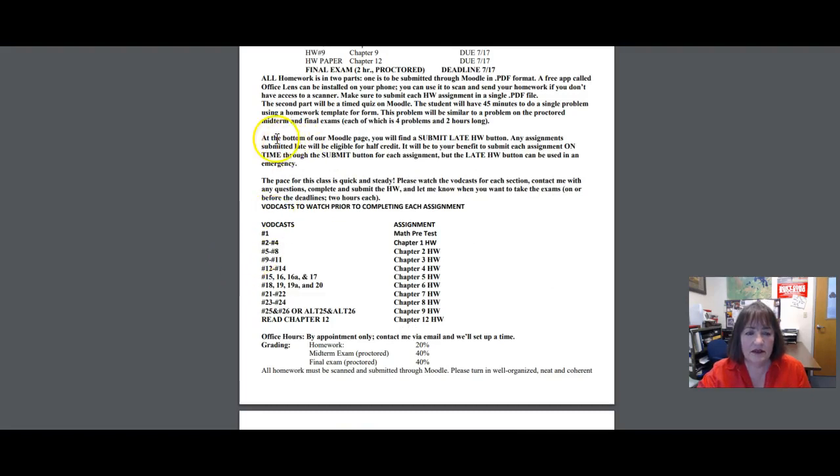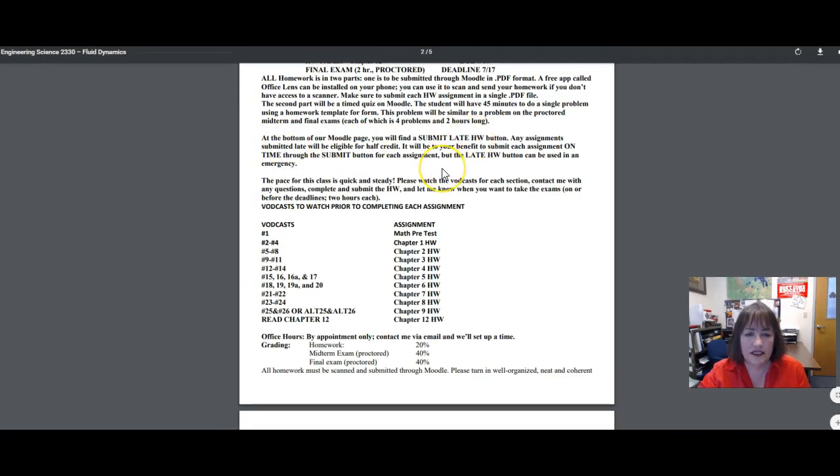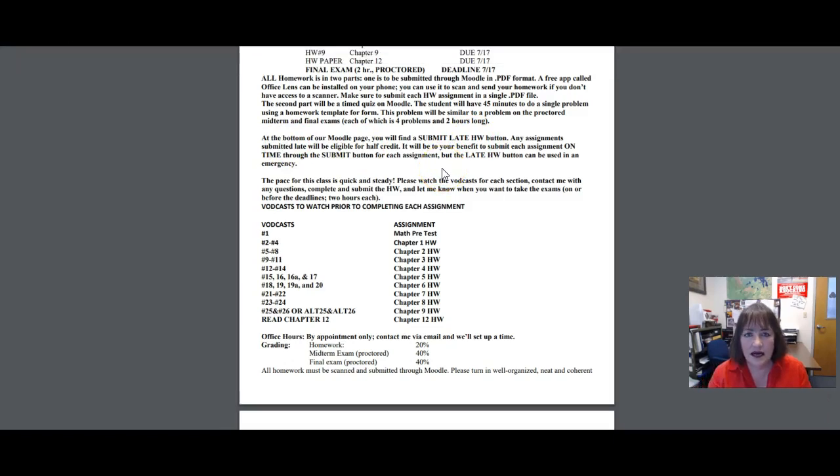All right, now this is also, I need to change this. It says at the bottom of our Moodle page you'll find a Submit Late Homework button. Since writing this, I've changed it so that you can submit late through the regular homework buttons. And because Moodle has a timestamp as to when you submitted, I'll always know when you submitted. So if you're late, you will lose credit, but if you're a little late, you lose a little credit, and if you're extraordinarily late, you lose a lot of credit.